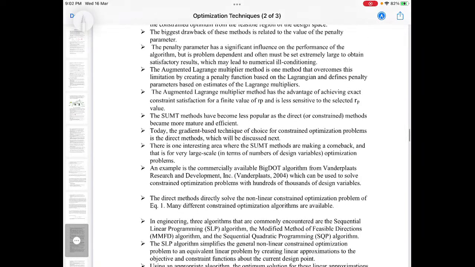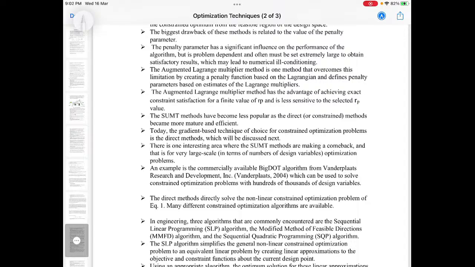The SUMT methods have become less popular as the direct or the constrained methods became more mature and efficient. So the direct method is more popular and much more mature when compared with the SUMT methods. Today the gradient based technique of choice for constrained optimization problems is the direct methods, which will be discussed in the next session.